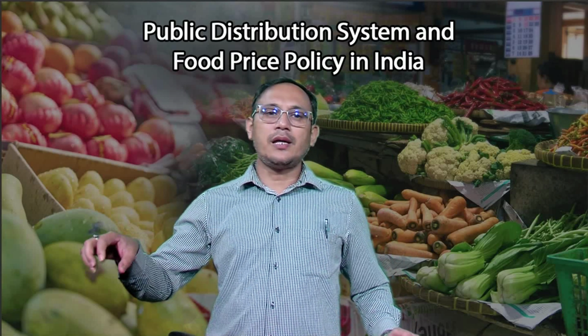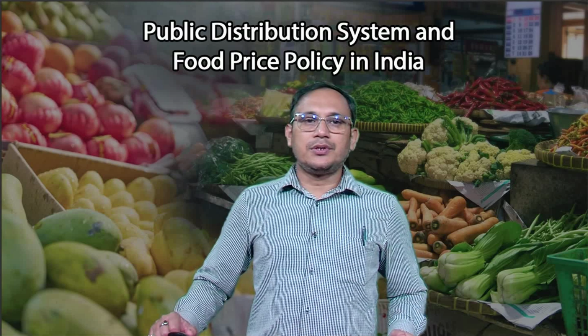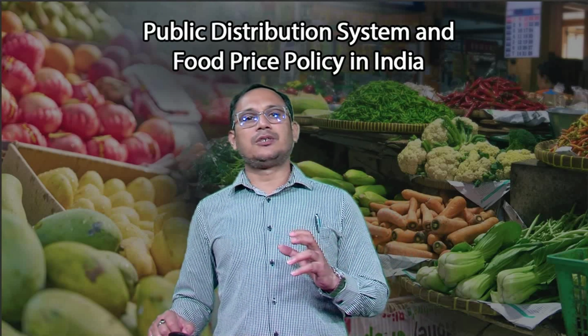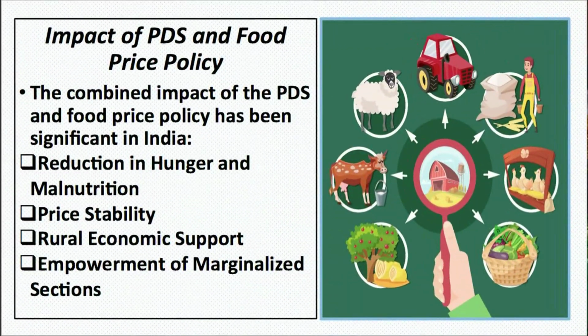public welfare in India, because if you see the impact of the public distribution system, or particularly food price policy, in India, the main impact is the reduction of hunger and malnutrition. I am not saying that there are no people in India who are suffering from hunger.